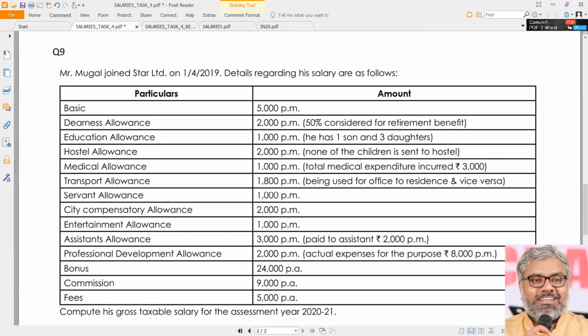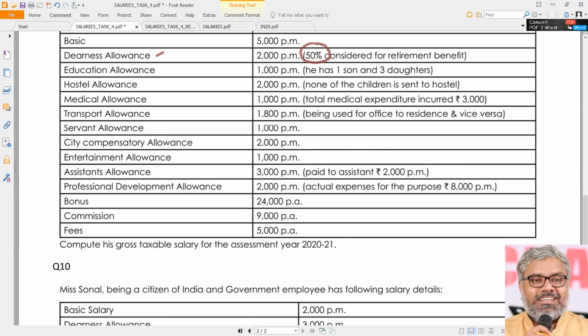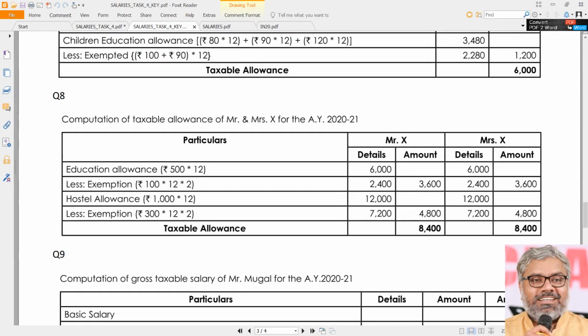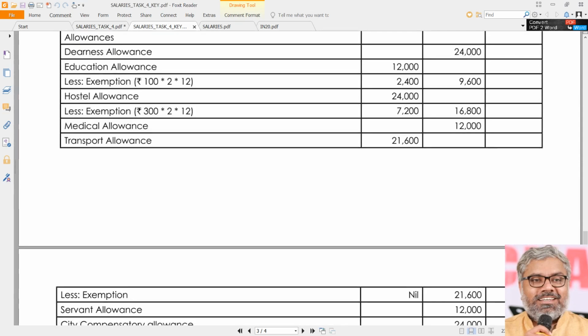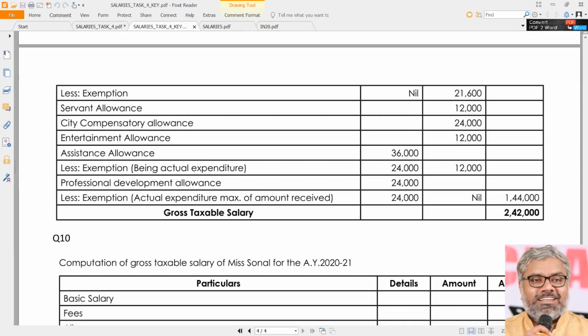Questions 9 and 10 are almost exam-type questions. In question number 9 it was clear whether dearness allowance forms part of salary or not, because 50% of that is considered as part of retirement benefits. That is given clearly, and all the other details are also very clearly given. So hopefully the answer most of you got should be correct for question number 9. There is not much ambiguity in it.